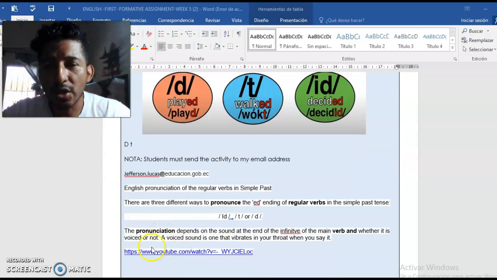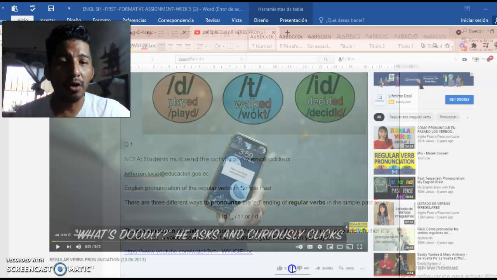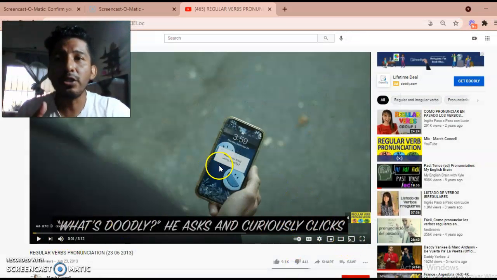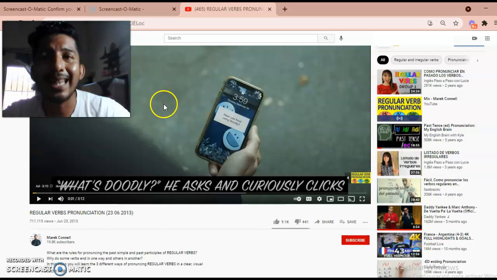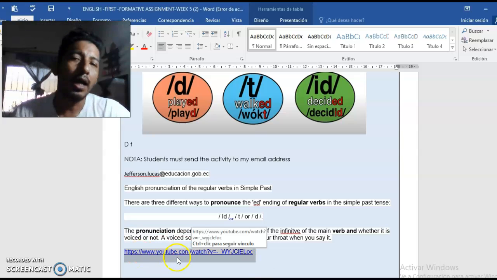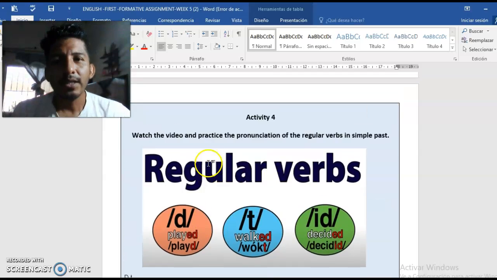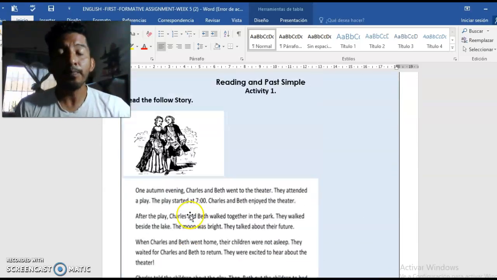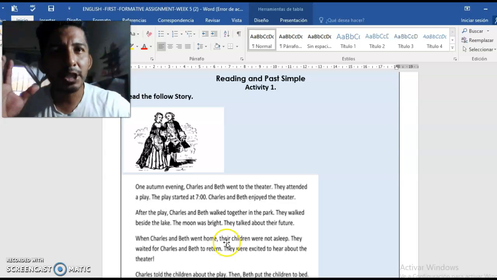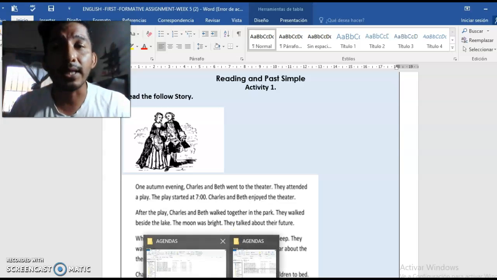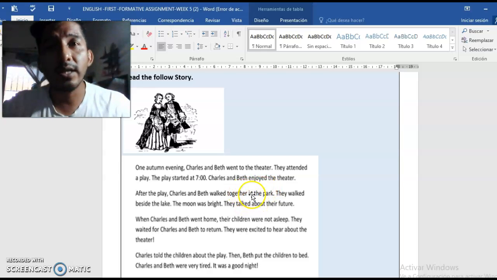If you want to learn further information about how to pronounce regular verbs in past, I give you the link here. You can click here and go to YouTube in order to watch a video according to what I'm explaining. Regular verbs pronunciation. That is the link that you can click, and it will lead you to the video on YouTube. So now let's go on with our reading. In this reading, I want you to pay a lot of attention to the pronunciation of the verbs in past. Be very careful at the moment of listening to the pronunciation of these verbs.